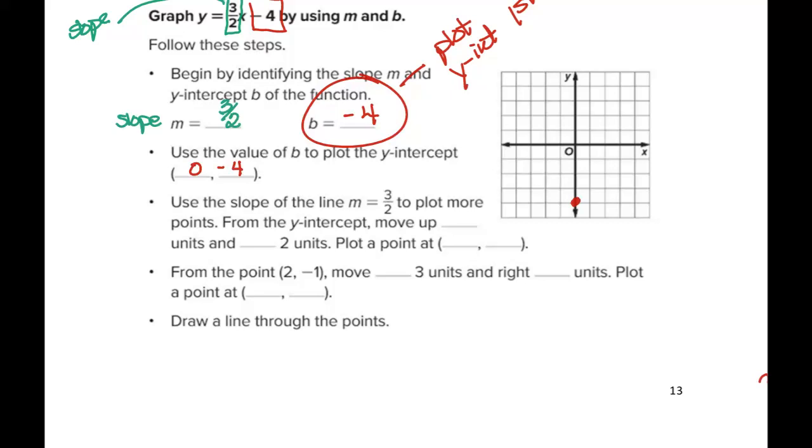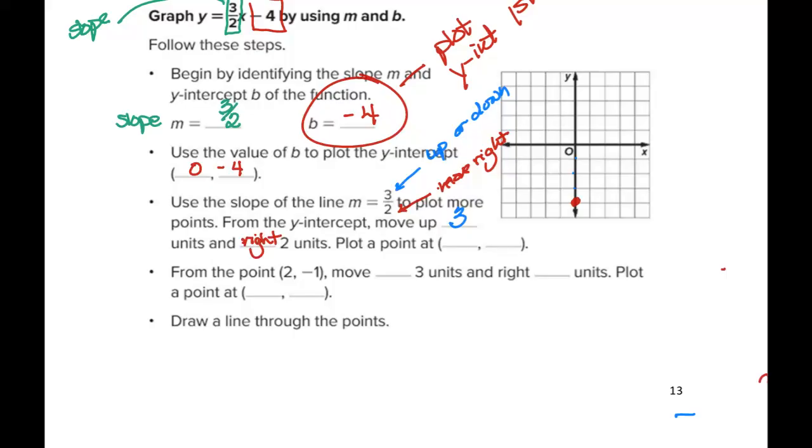So from that intercept, we are going to move up 3 units. Okay? This tells you to move up or down. And the bottom one tells you to move left or right. Actually, I always do it as right. So we're going to move up 3. 1, 2, 3. And we're going to move right 2 units.